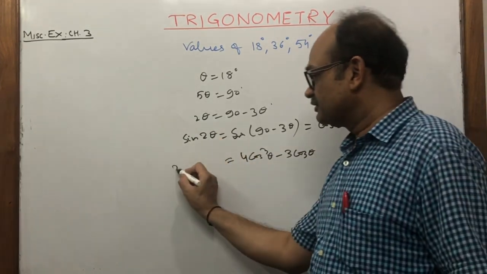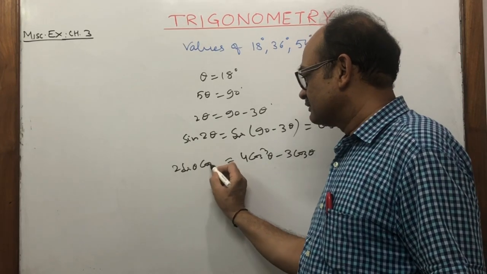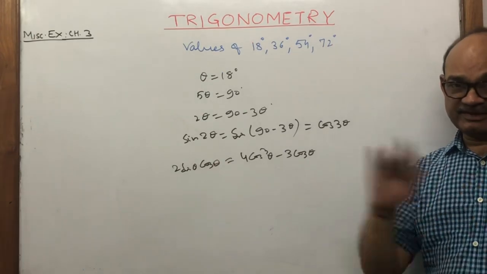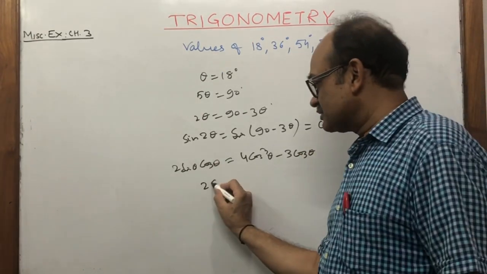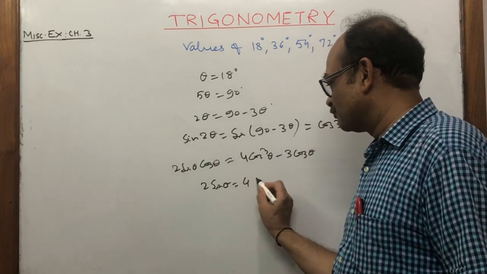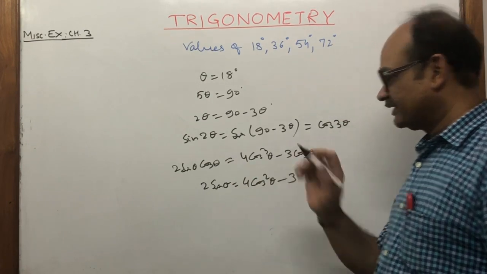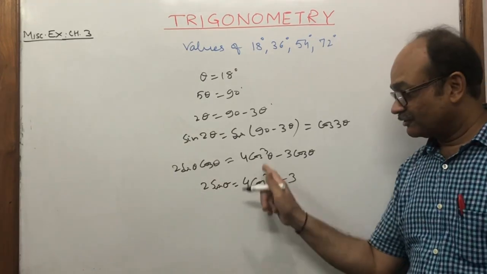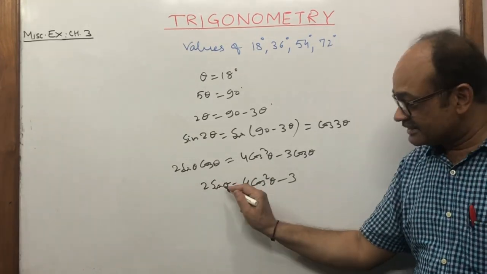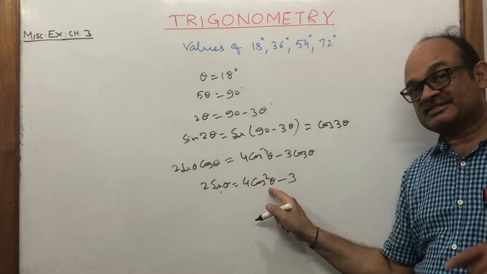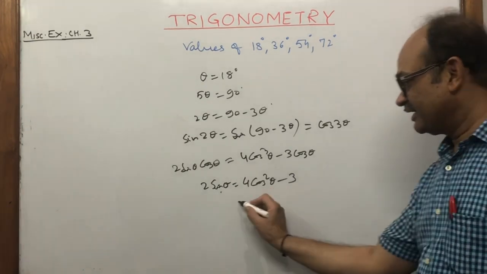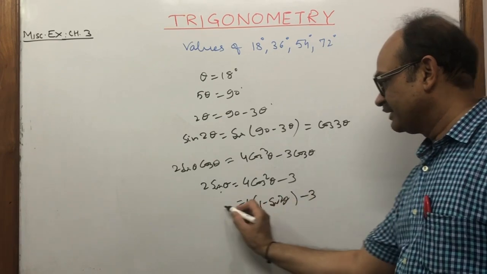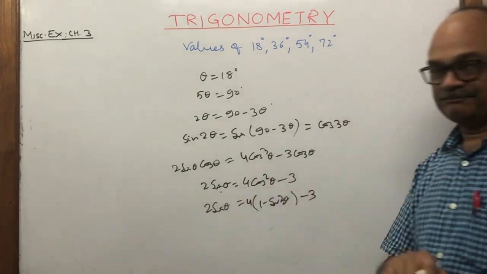And here sin 2 theta means 2 sin theta cos theta. Cos theta on both sides, we can divide by cos theta. So 2 sin theta equals 4 cos square theta minus 3. Our aim is to make a quadratic equation either in cos square or in cos. But since it is sine, we can make this cos square into sine square very easily. So we can write 4 into 1 minus sine square theta, minus 3, and here 2 sine theta.